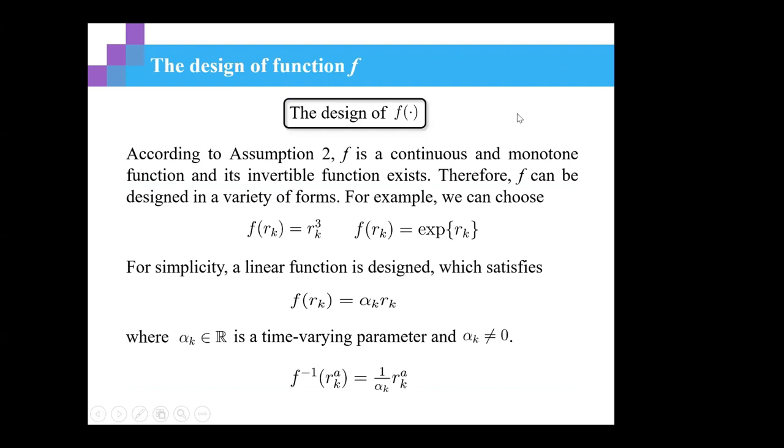Now let's consider the design of function F. According to assumption two, F is assumed to be a continuous and nonzero function, and its invertible function exists. F can be designed in a variety of forms. For example, we can choose F equal to R sub k squared, R sub k cubed, and so on. But for simplicity, a linear function is designed in our paper, which satisfies F equal to alpha sub k times R sub k. Here, alpha sub k is a time varying parameter and not equal to zero.